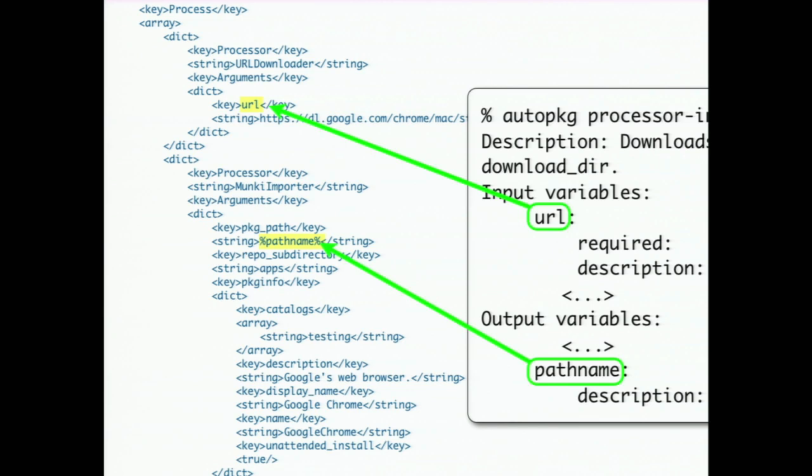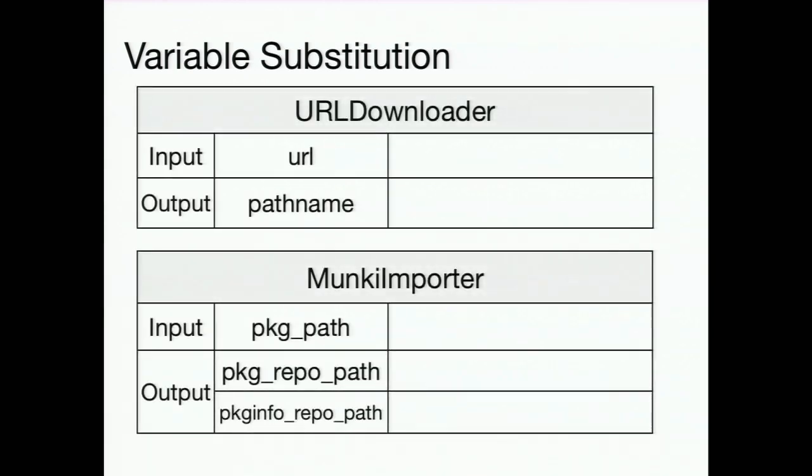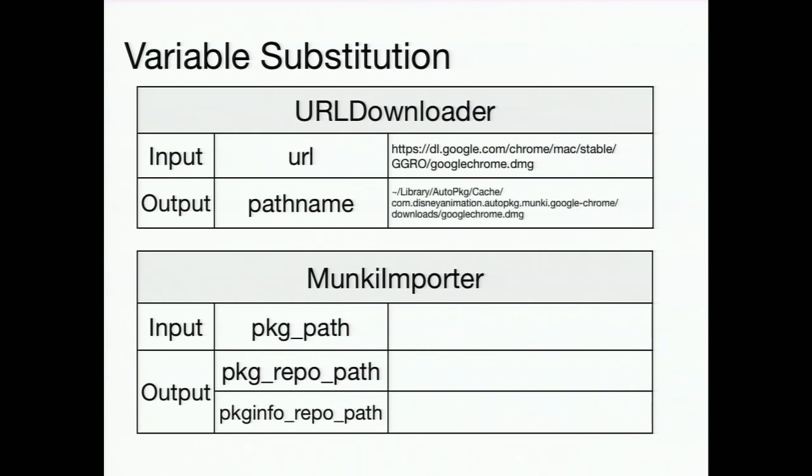And you're looking at that and going, well, what's with the funky % characters on either side? What does that mean? Well, that brings us to variable substitution. So the URL downloader, again, has that input, which is a URL, and the output comes out in a pathname. And we need some way to get that value that's in the output pathname into the input for Munki importer. And Munki importer is looking for something called package path. So we can do that with variable substitution by putting those % signs around the word pathname. It knows to substitute the value in there. If those % signs weren't there, it would try to import a file named literally pathname.